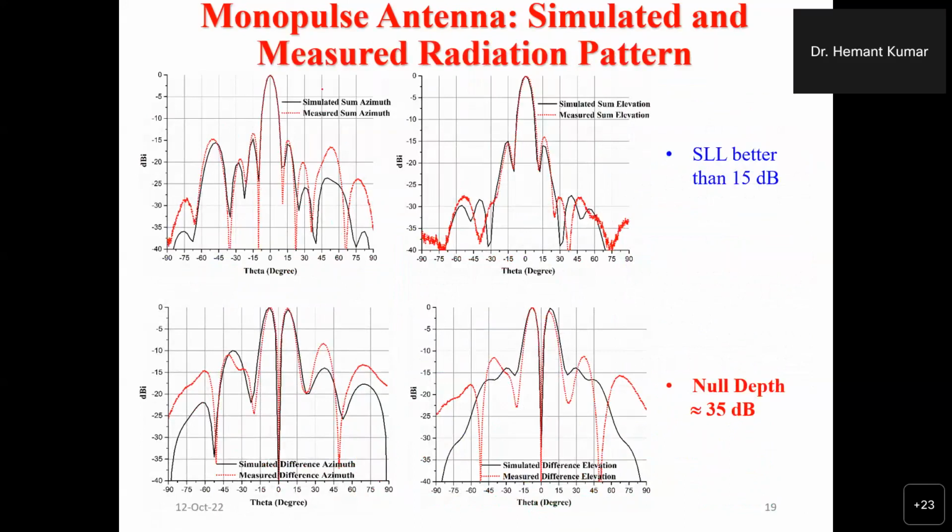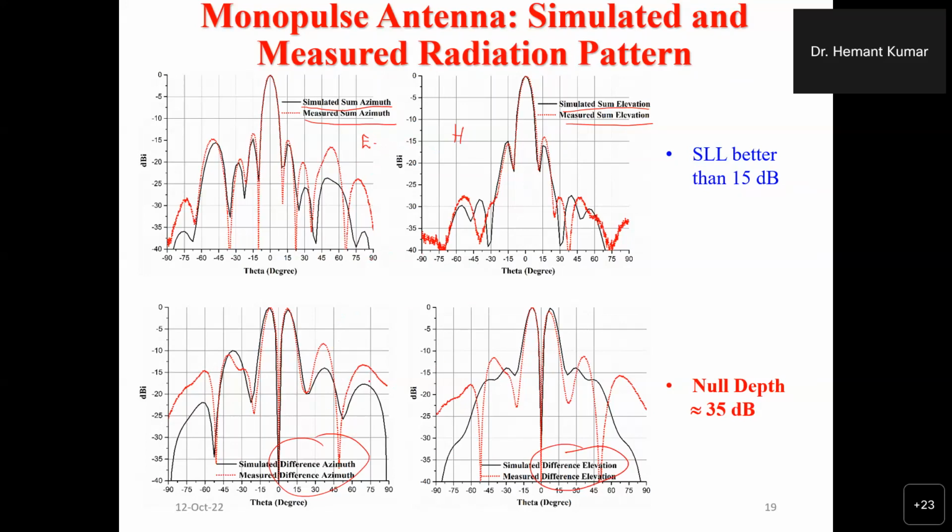If you see, this is the simulated sum azimuth, this is the measured sum azimuth, this is the simulated sum elevation, this is the simulated sum elevation. Basically, this is, you can say, the E plane, this is the H plane. Similarly here, the difference azimuth, and this is the difference elevation.